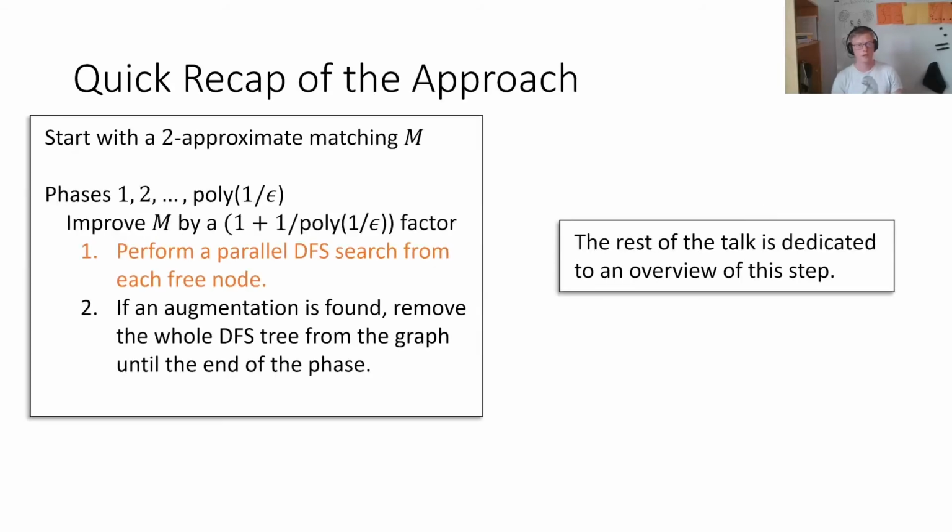So now the algorithm that I displayed earlier becomes something like this: we have this improving step, and it is divided into two. First we do this parallel DFS search, and then we remove these DFS searches from the graph. I'm not going to talk about step number 2 here, but I'm going to give a glimpse of how to do these parallel DFS searches.